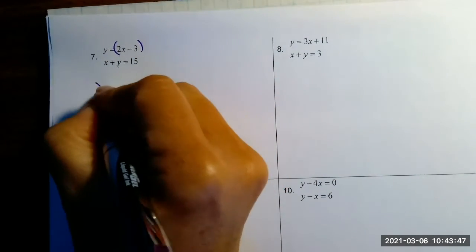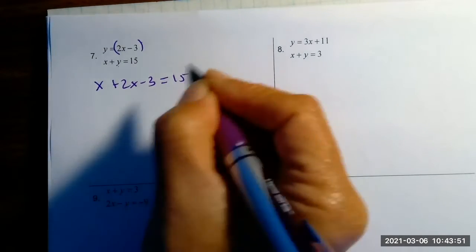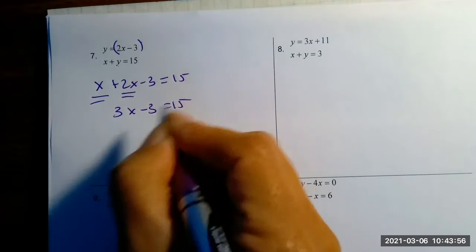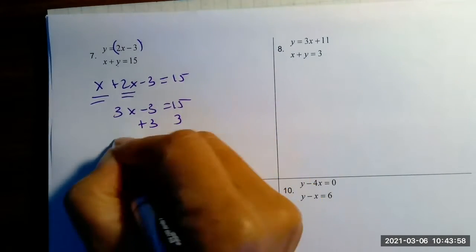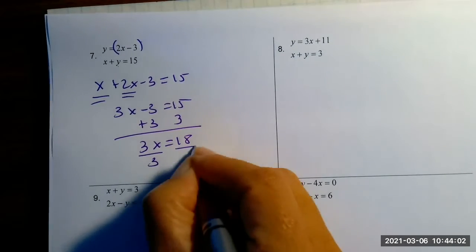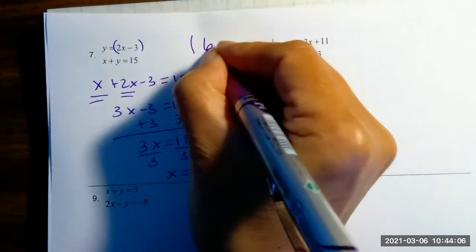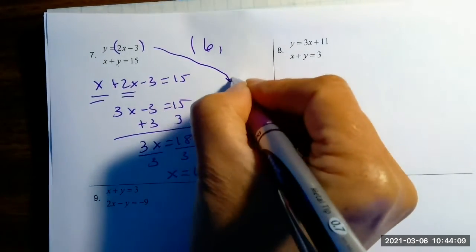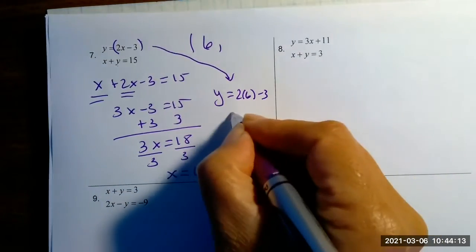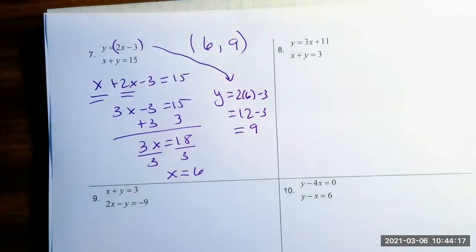That's going to go in for the y. Hopefully these are getting a little bit easier for you as you start to see the pattern. 3x minus 3 equals 15. Going to add 3 to both sides. 3x equals 18 divided by 3, x equals 6. So it's going to be 6 comma, and then again, I'm going to substitute that in here. So 2 times 6 minus 3 equals 12 minus 3, which is 9.